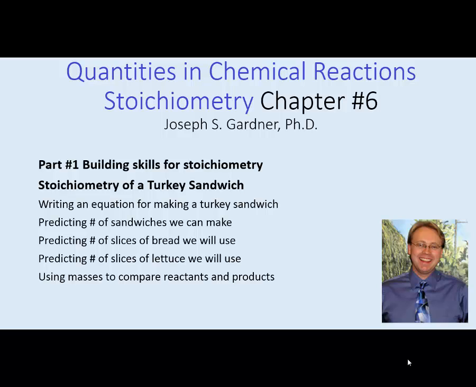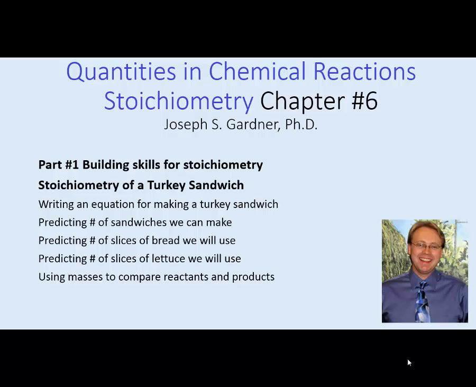So we're going to look at building a turkey sandwich as if it were a chemical reaction, even though it is not. So we'll be able to use stoichiometric relationships in our turkey sandwich equation to relate to how many sandwiches we can make with respect to the ingredients we have to make the sandwich. We'll relate this to how many slices of bread or lettuce we might use, or different components of the sandwich. And we'll use this analogy to help you understand other chemical reactions as we continue on in this chapter.